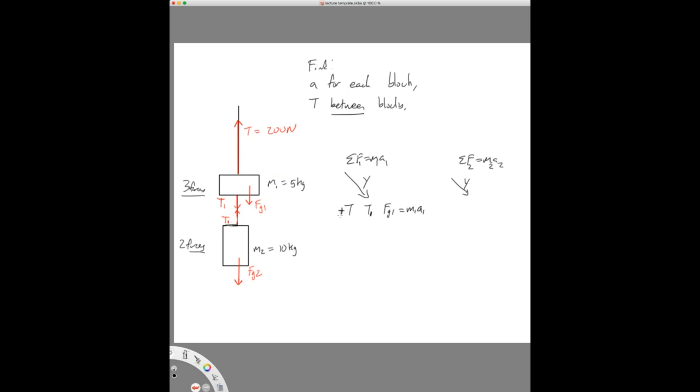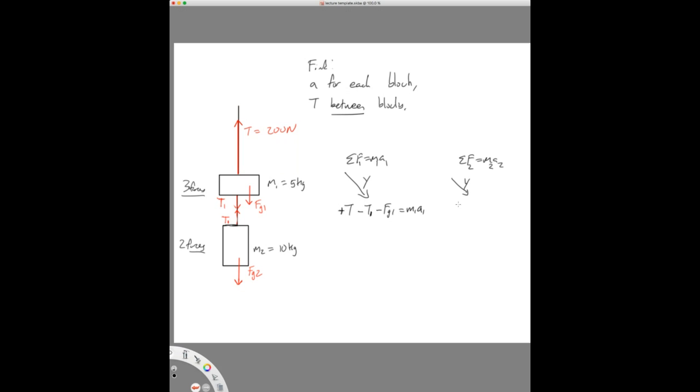remind you and remind me that I did think about it and determine it should be positive. And for T1, it points downward, so it gets a minus sign, and the same goes for FG1. Okay? So that's my Newton's second law for mass 1.